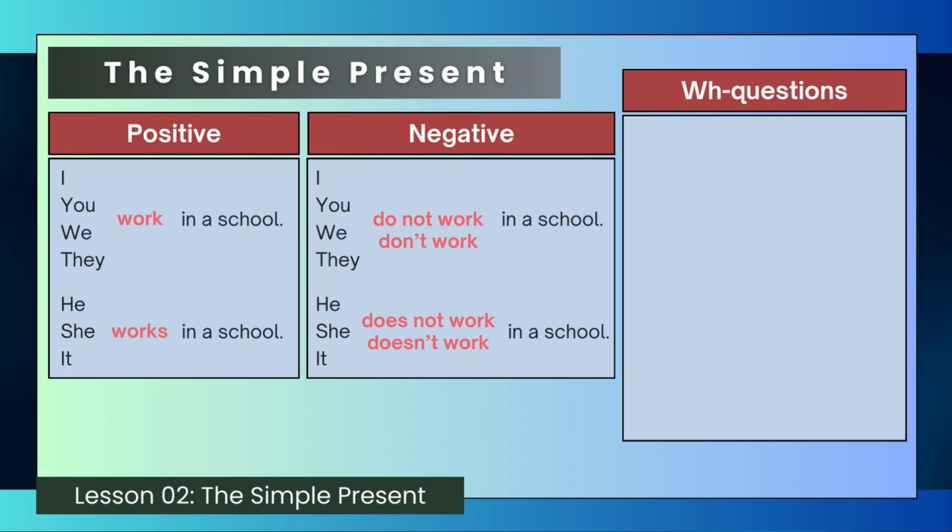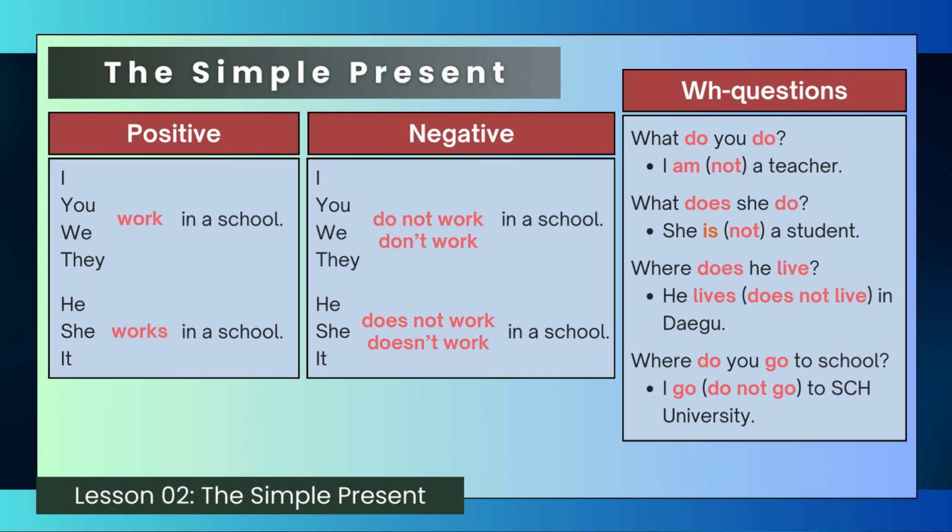Now, let's move on to the third column, how to form the WH questions. When forming questions with what, where, when, which, why, or how, we place the WH word before the helping verb do or does, followed by the subject and then the main verb in its simple present form. For example, I could say, what do you do? So as you can see here, the WH question word goes first, followed by the helping verb do, and then the subject you, followed by the main verb do in its simple present. So what do you do?